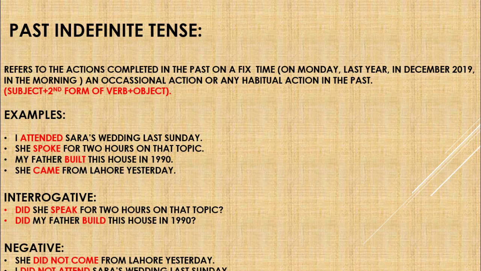In negative sentences, we use did not before the first form of verb. As you can see in the example, she did not come from Lahore yesterday. I did not attend Sarah's wedding last Sunday. This is the only tense in which we change the form of verb in interrogative and negative sentences.